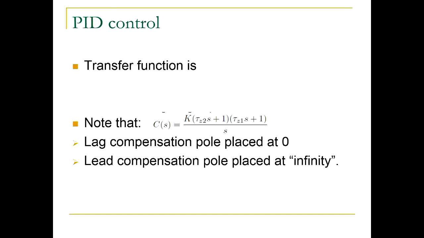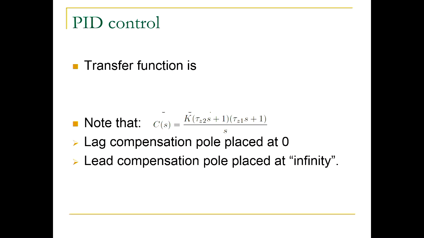So PID control, in this case, we can rewrite everything in this way. So lag compensation pole is placed at 0, and lead compensation pole placed at sort of infinity, right? So you can think of this PID control as a special case of lead lag.